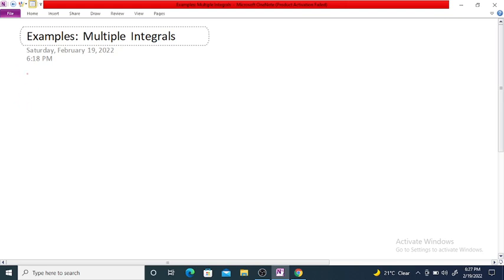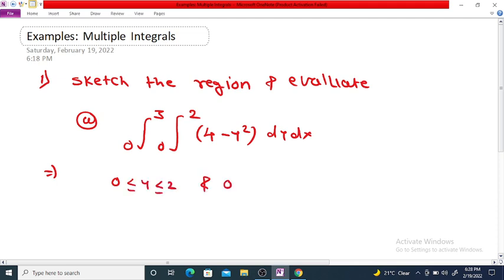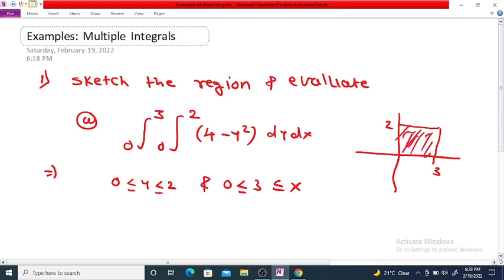Examples on multiple integrals. Example number one, sketch the region and evaluate the integral. So the first example, integral 0 to 3, 0 to 2, of 4 minus y square dy dx. Now here 0 to 2 is the limit of y and 0 to 3 is the limit of x. So here say this is the 2 and here is the 3. This is the region of integration.